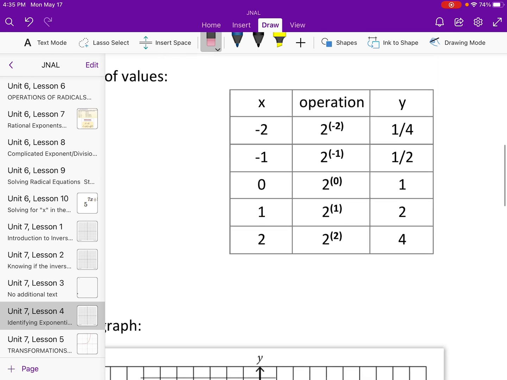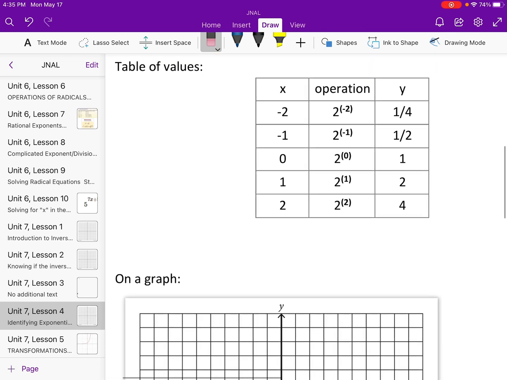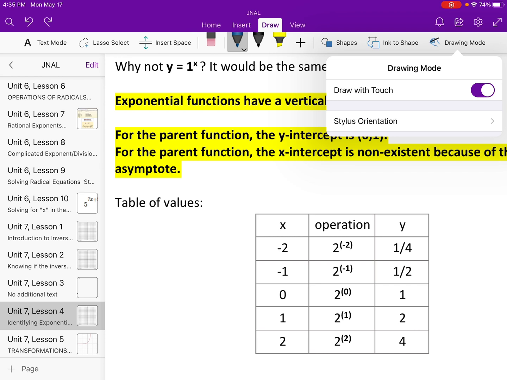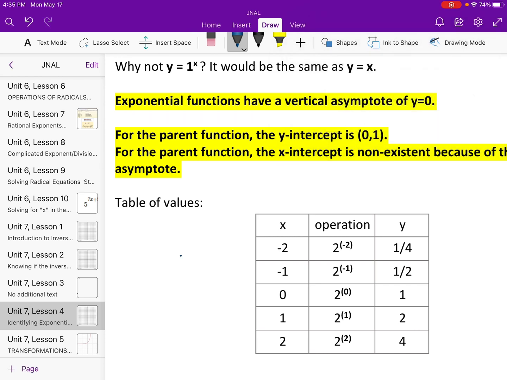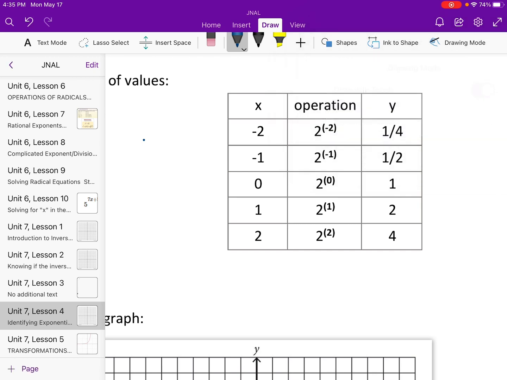So let's see, table of values. This is just telling you for the standard parent function, whatever the x is, what would happen with the y. So if we have -2, the y is 1/4. How did we get that? We just take the 2 and we set it to the power of whatever the x value is. So because we have -2, we make it to the -2nd power. And we know that if we did that, from our last unit, that would really mean this, which means this, which is how you got that.